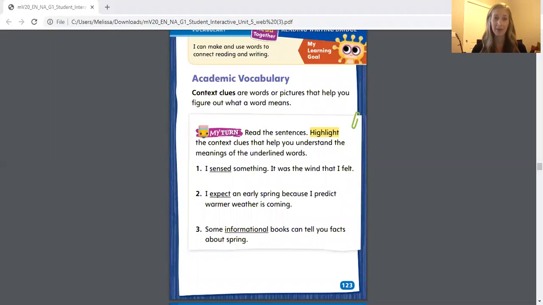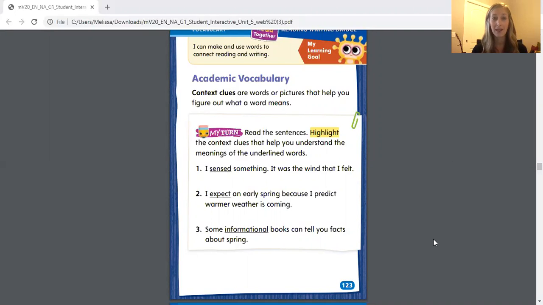We only have 3 pages we'll be working on together today. We will be working on academic vocabulary, a little bit of spelling, and then on an activity page called prepositions. Let's go ahead and get our interactive out. And we'll begin with our academic vocabulary.